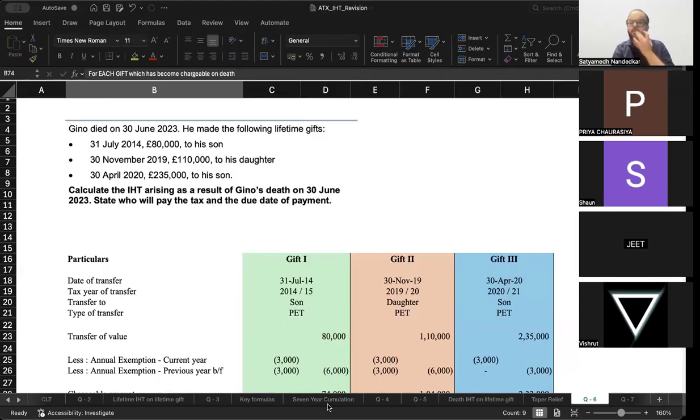ठीक है, I'll give you a minute to go through the lifetime IHT on lifetime gifts wala calculation. I'll be back in a moment, and then we'll see the death IHT on lifetime gifts wala calculation. ठीक है, आप पहले ये वाला देख लो, the one on your screen. I'll be back in a minute.